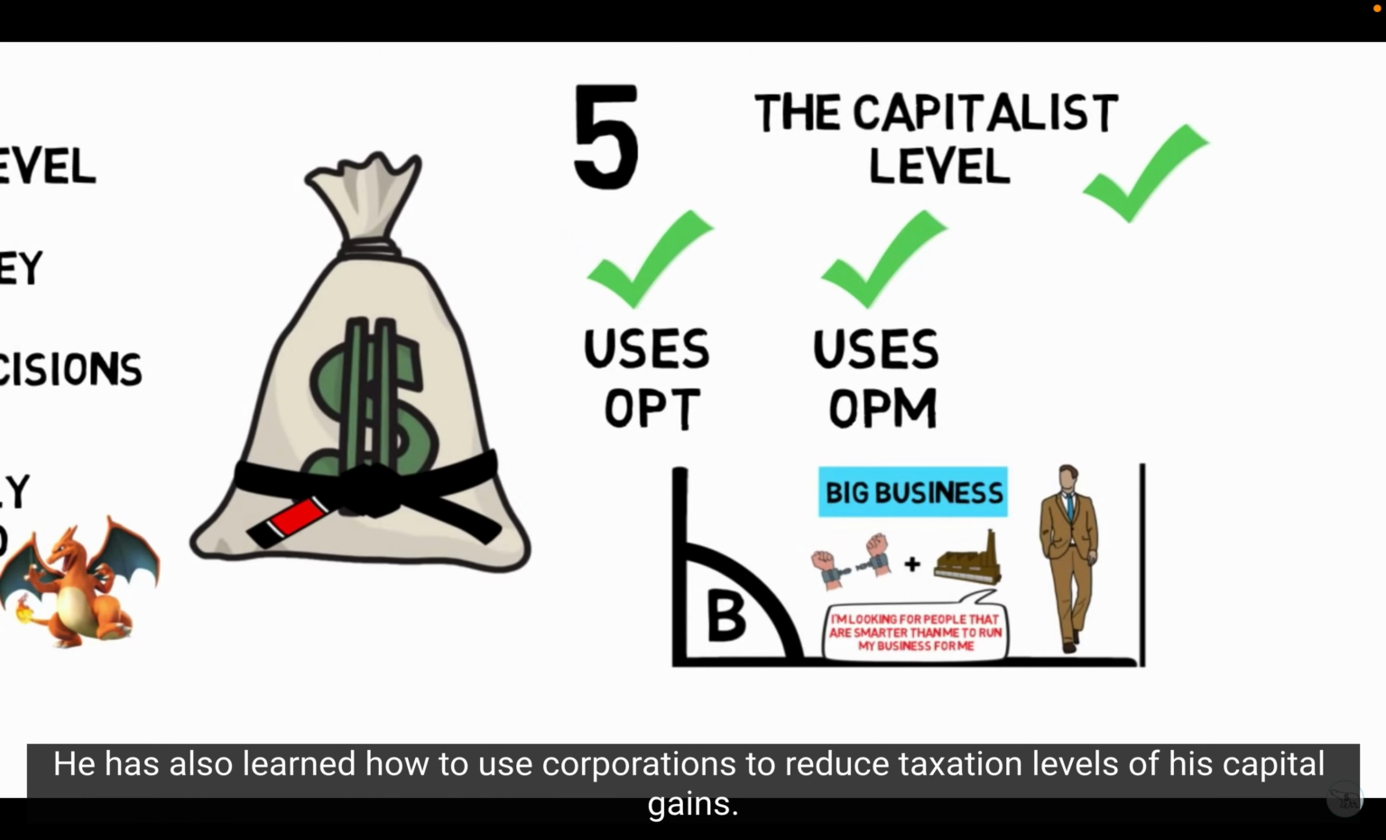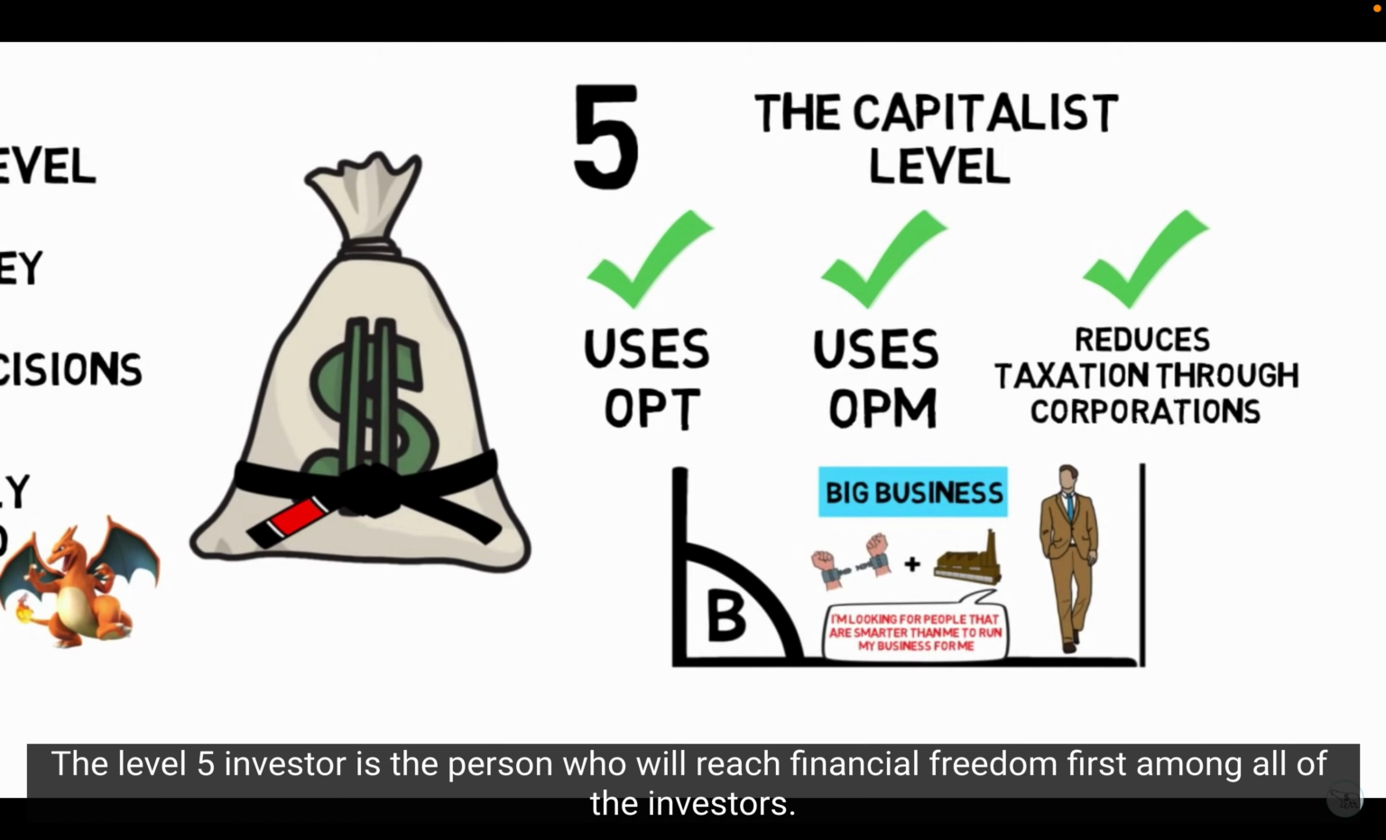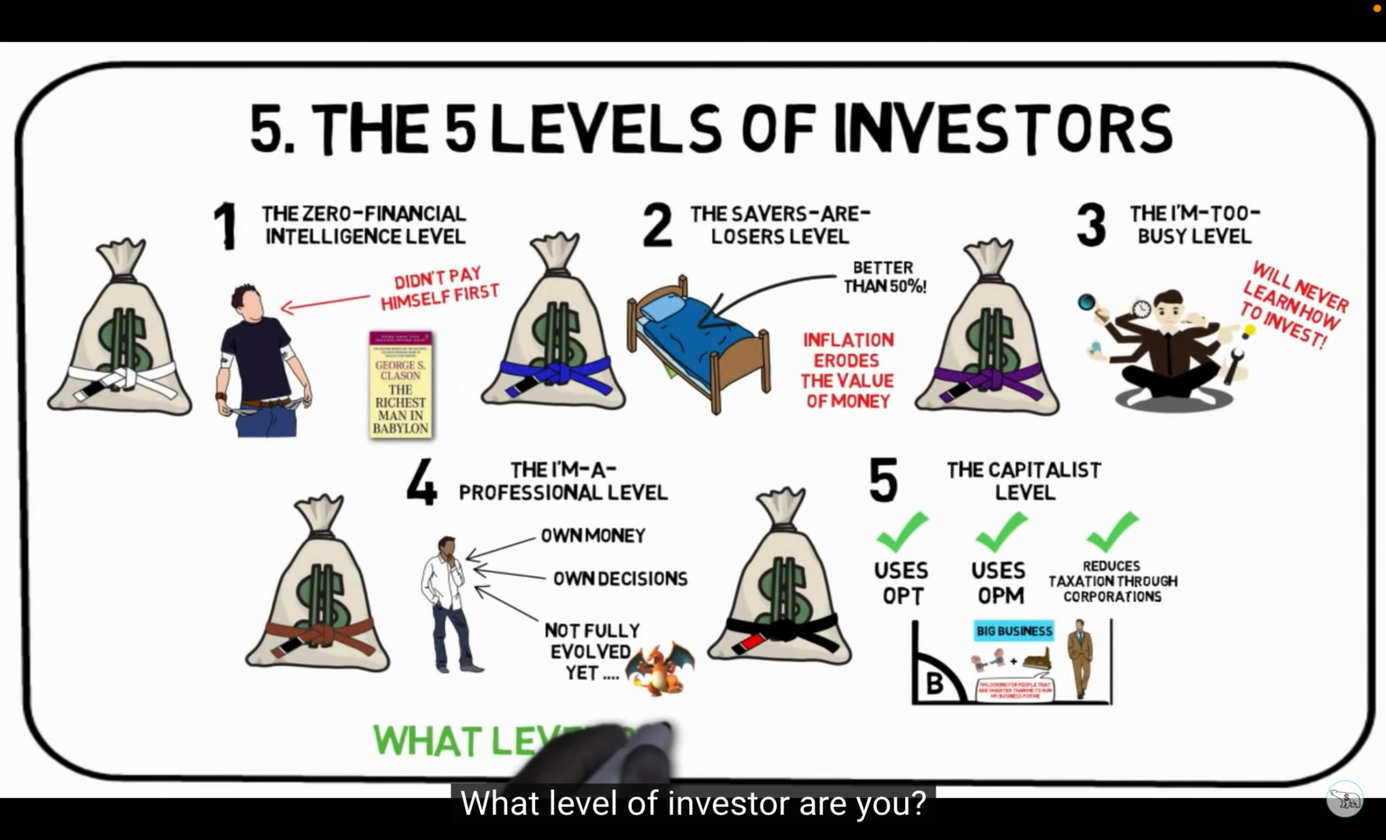He has also learned how to use corporations to reduce taxation levels of his capital gains. The level 5 investor is the person who will reach financial freedom first among all of the investors. What level of investor are you?